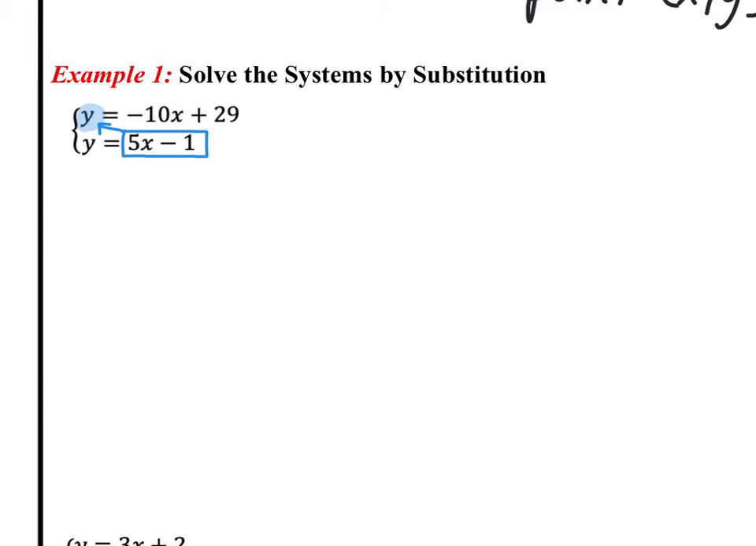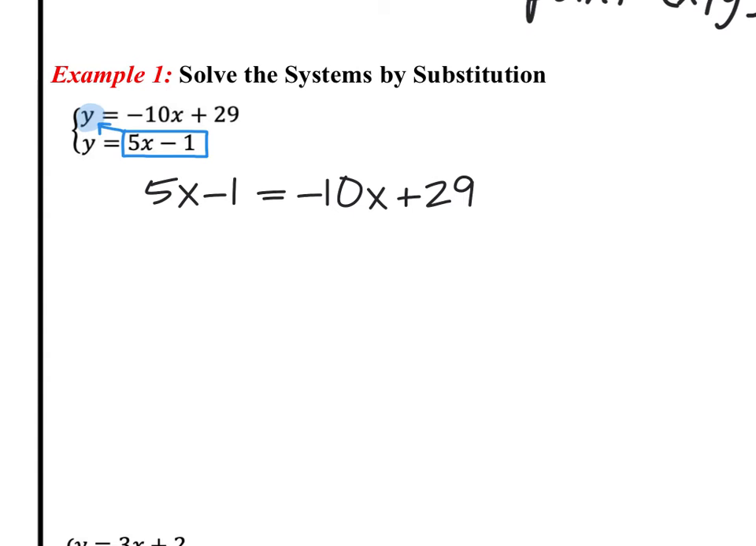So now, on to the fun part. Now we just have to write one equation. Instead of y, you put 5x minus 1, and that's equal to negative 10x plus 29. So all I did was switch out y for 5x minus 1. Okay, this is an equation.